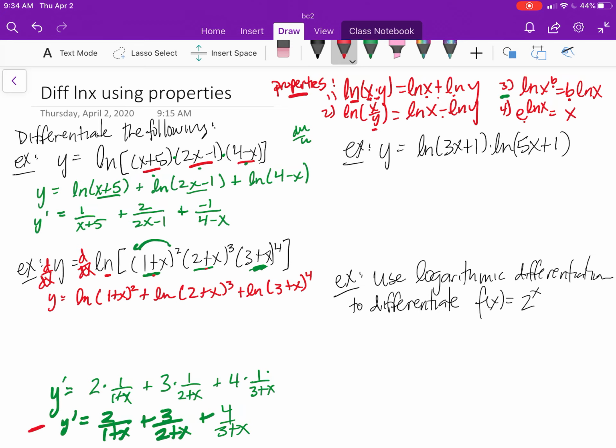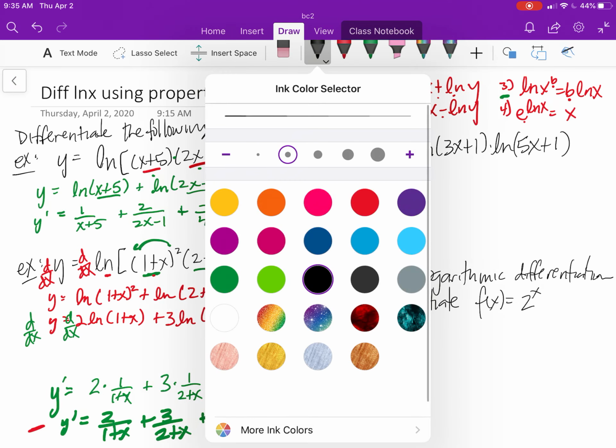Next property is number 3. It says I can take the exponent and bring it down. So this function is 2 ln 1 plus x plus 3 ln 2 plus x plus 4 ln 3 plus x. Now when I do the derivative of both sides, I'm doing the derivative. Sorry, I didn't mean to choose Christmas colors here, but that's all right.